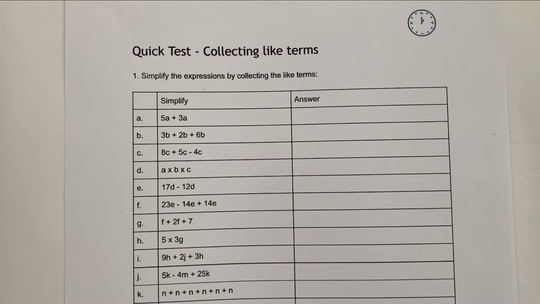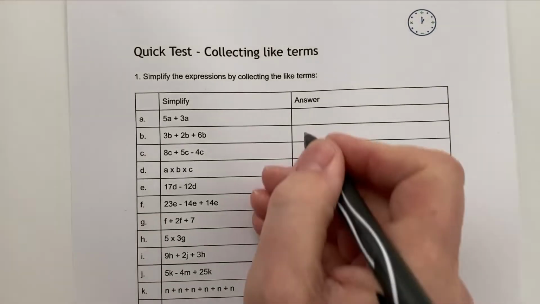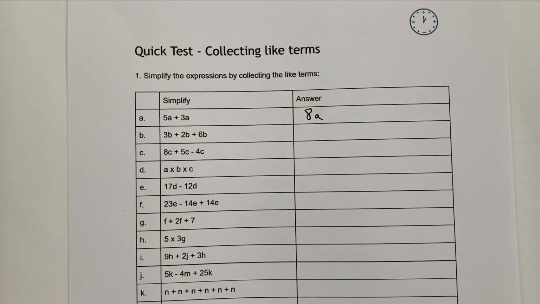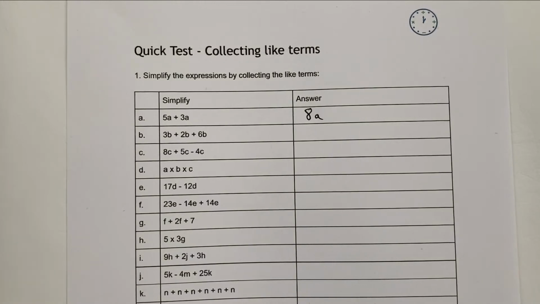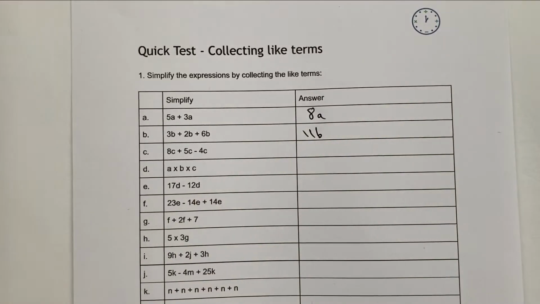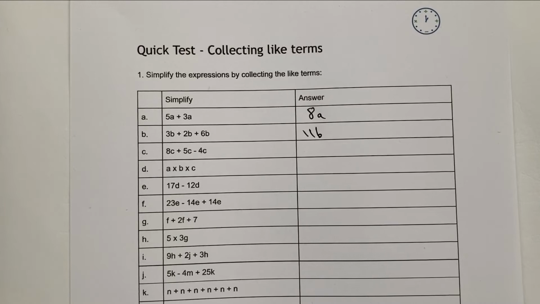So I've got 5a plus 3a, so that's, if you like, 5 apples plus 3 apples. Well, that's going to give me 8 apples, or 8a. Okay, same with the next one. 3 bananas plus 2 bananas plus 6 bananas is going to give me 11 bananas. Okay, hope you're okay with these sorts of questions.